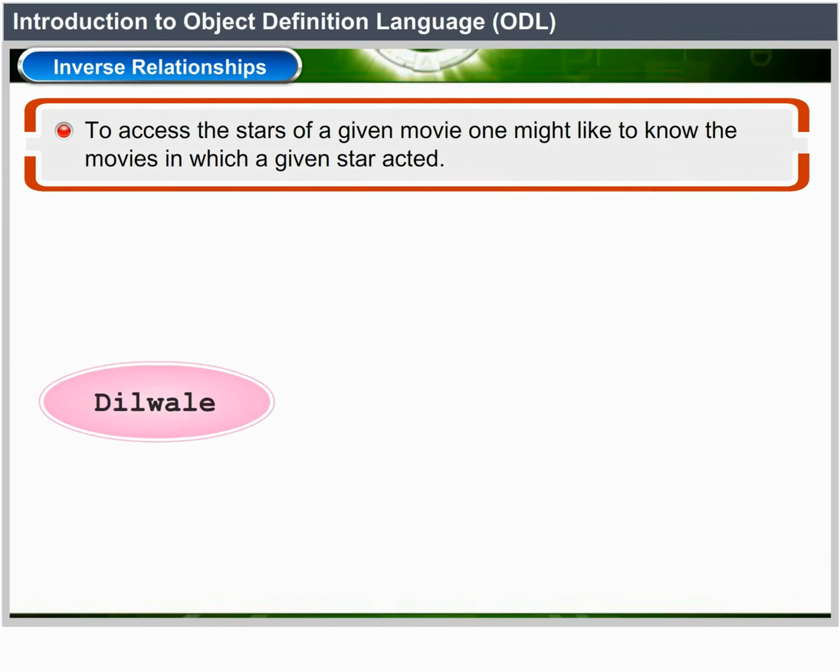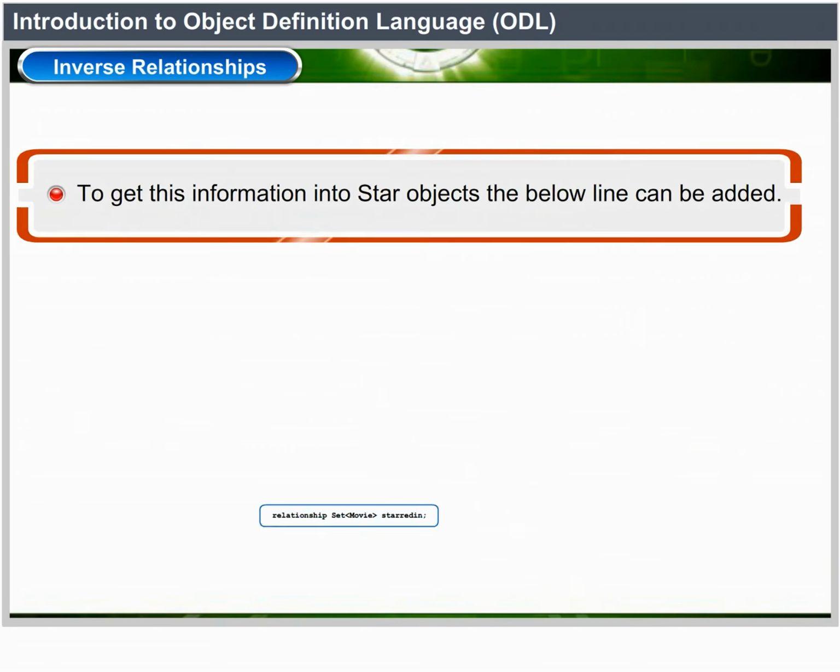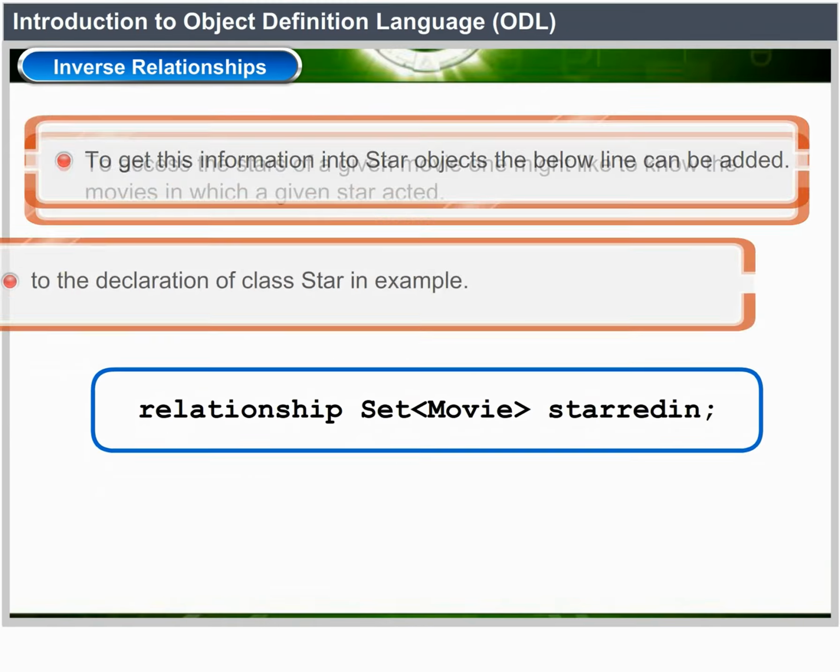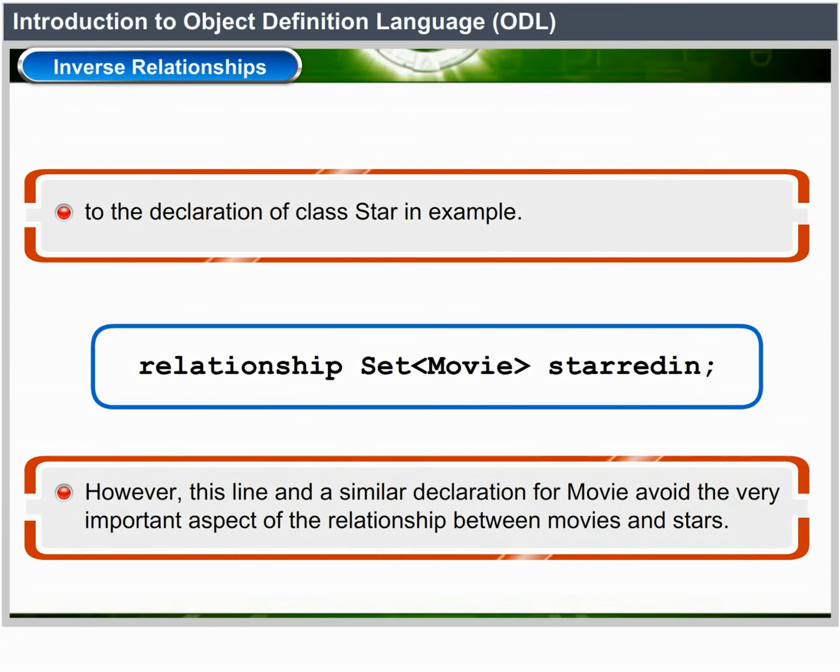Just as we might like to access the stars of a given movie, we might like to know the movies in which a given star acted. To get this information into star objects, we can add the line to the declaration of class star in example. However, this line and a similar declaration for movie omits a very important aspect of the relationship between movies and stars.